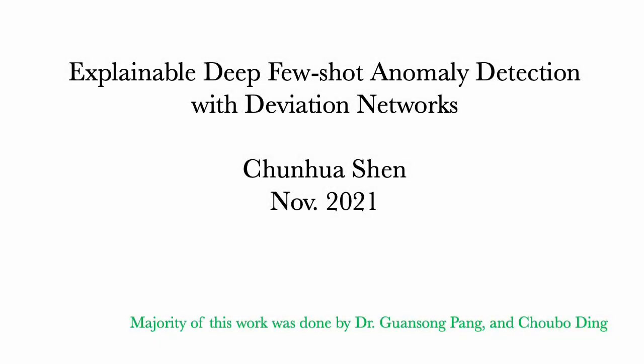I'm going to talk about some recent work on explainable deep few-shot anomaly detection using a method we call deviation networks. The majority of this work was done by my colleague Dr. Guansheng Pang and my PhD student Choubo Ding.